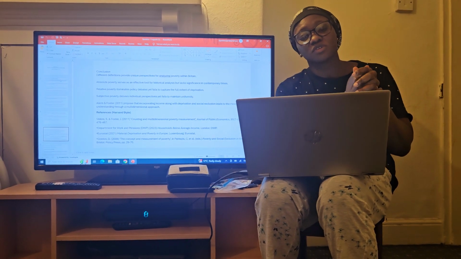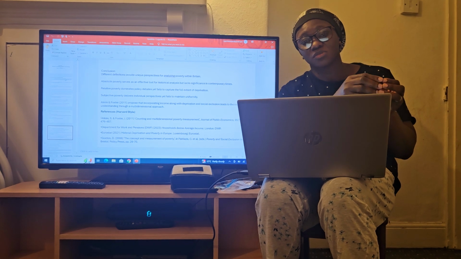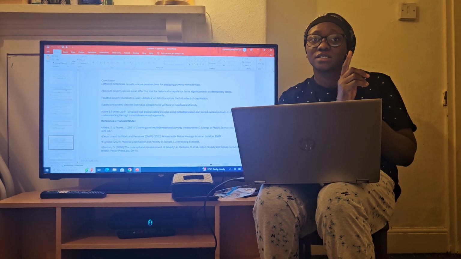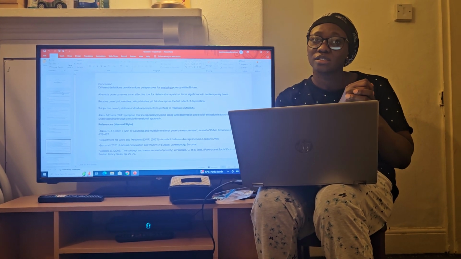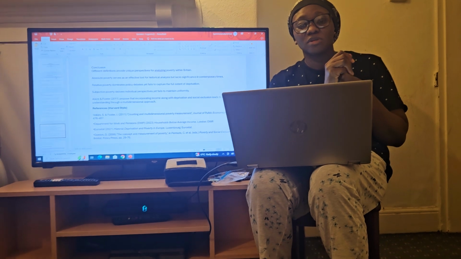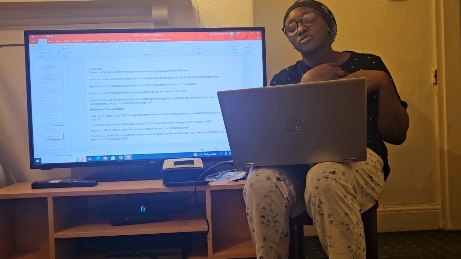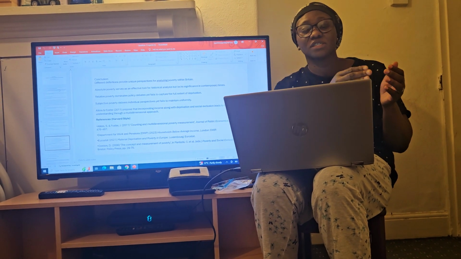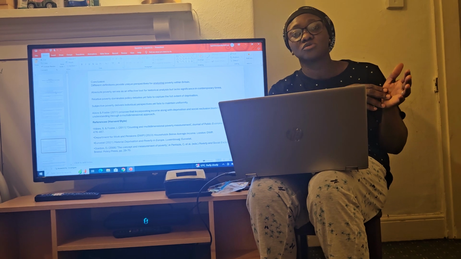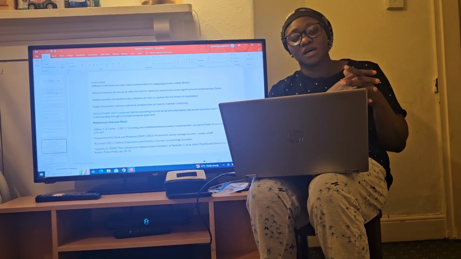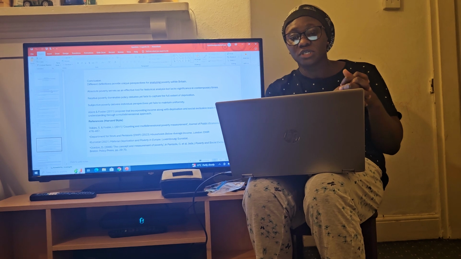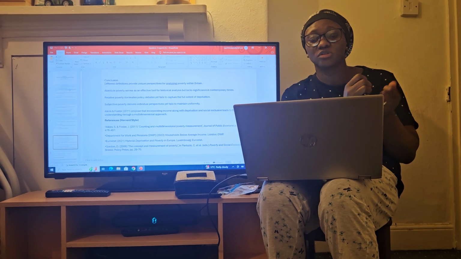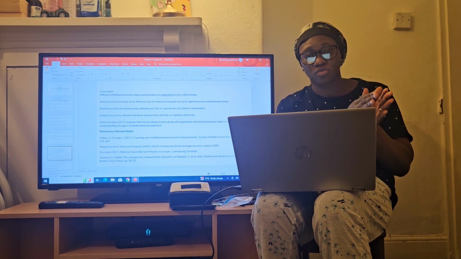In conclusion, different definitions provide unique perspectives for analyzing poverty within Britain. Absolute poverty serves as an effective tool for historical analysis but lacks significance in contemporary times. Relative poverty dominates policy debates yet fails to capture the full extent of deprivation. Subjective poverty delivers individual perspective yet fails to maintain uniformity. Alkire and Foster of 2021 propose that incorporating income along with deprivation and social exclusion leads to the most complete understanding through a multi-dimensional approach.